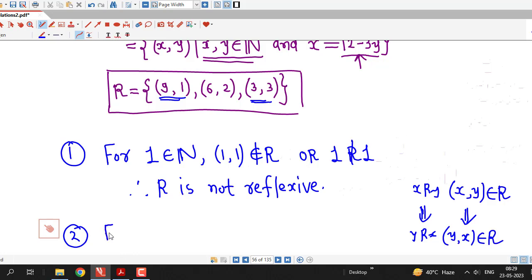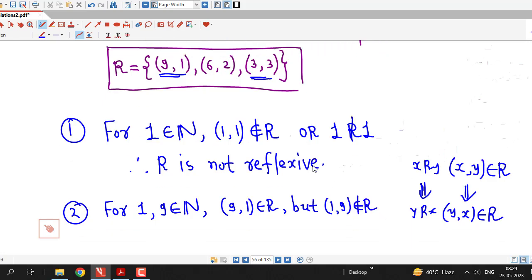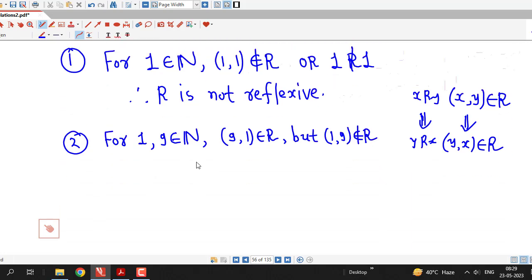We can write in this way that for these two natural numbers, 1 and 9 belonging to N, we can say that (9, 1) belongs to R, but (1, 9) is not in R. This means R is not symmetric.